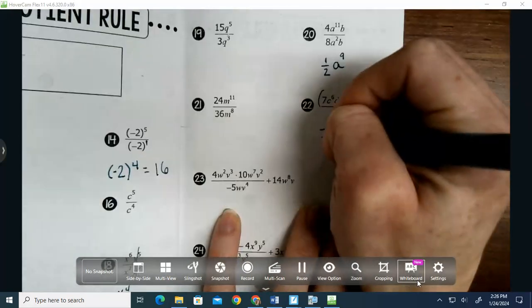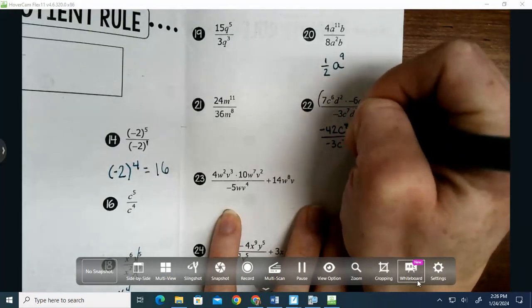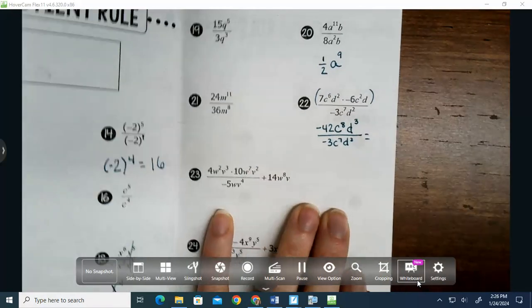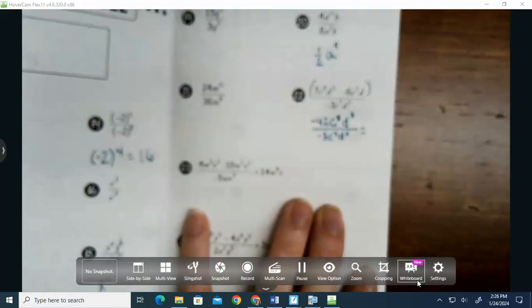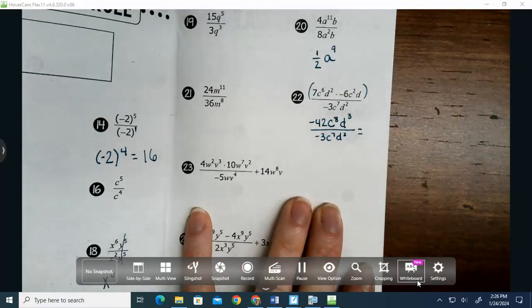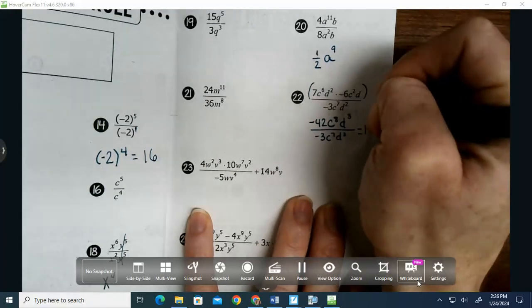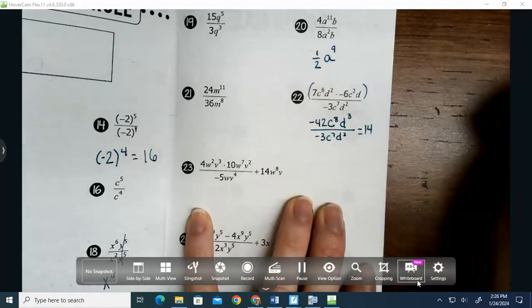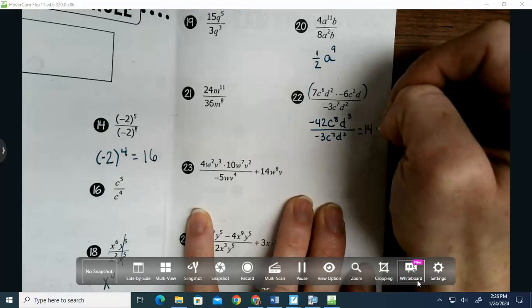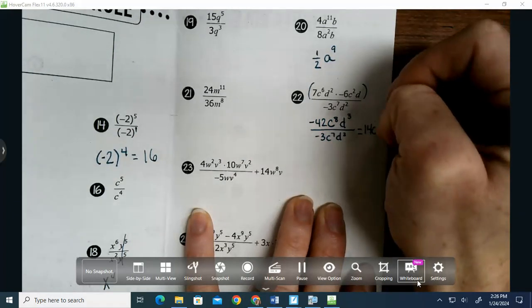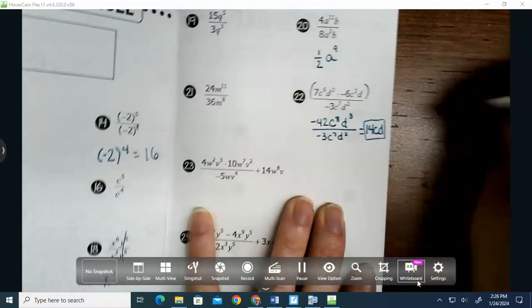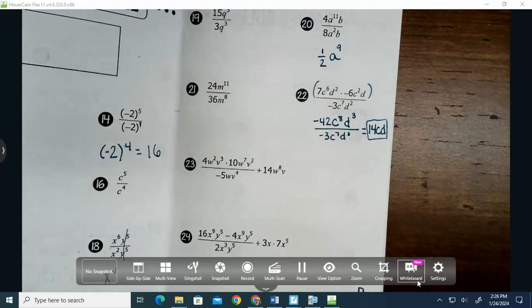Okay, we haven't done anything with the denominator yet. So now we divide. Negative 42 divided by negative 3. Okay, c to the 8th over c to the 7th would be c to the 1st and d to the 1. Okay, take a second and try number 24 for me.